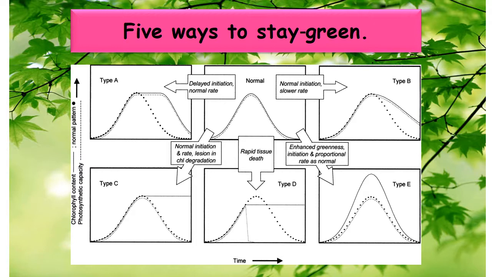Here, in the center, we can find the normal one. In type A, there is delayed initiation with the normal rate. Type B is normal initiation but slower rate. Type C has normal initiation and rate but a lessened chlorophyll degradation. Then type D is rapid tissue death, and type E is enhanced greenness with initiation and rate proportional to normal.